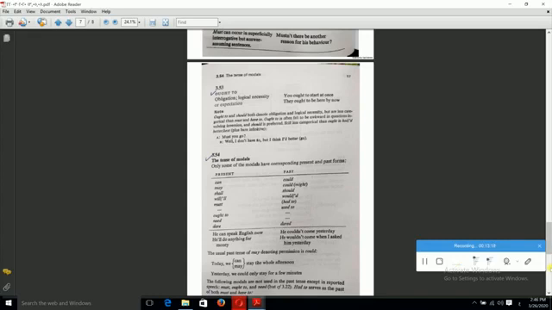The tense of modals. Here we have a table of present and past: can, could; may, might; shall, should; will, would; must, which becomes had to; used to and ought to have no past; and dare, dared.